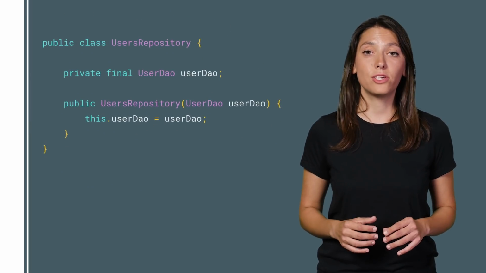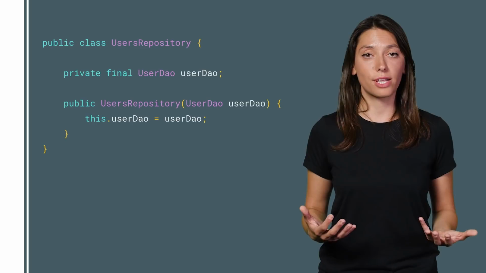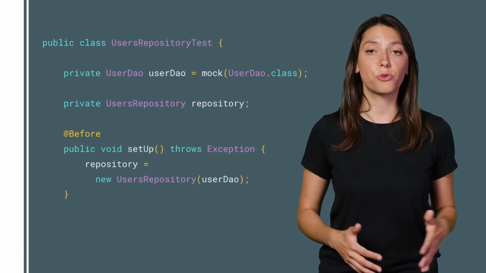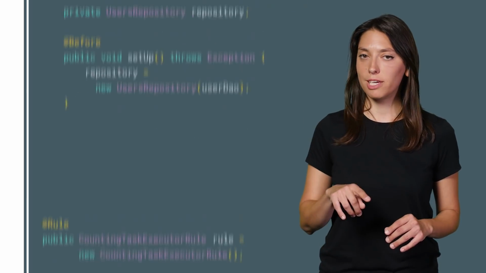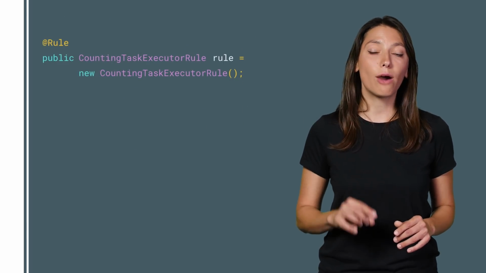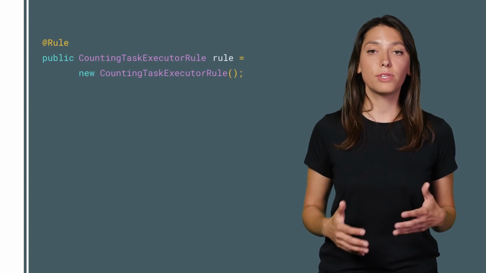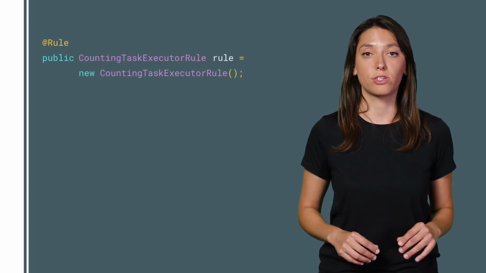To test asynchronous queries, add the test rule instant task executor rule to execute each task synchronously. In your app's implementation, you'll end up referencing the DAOs in other classes. To unit test those classes, just mock the DAO with the help of frameworks like Mockito. Here's another tip. Extend the counting task executor rule and use it in your expresso tests to count the tasks as they start and finish.